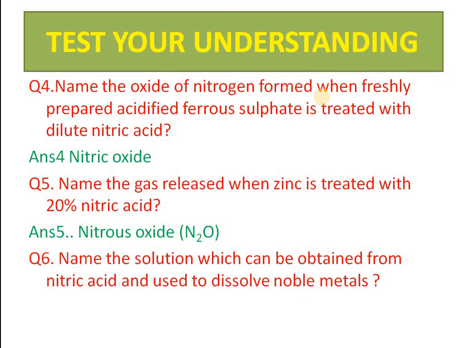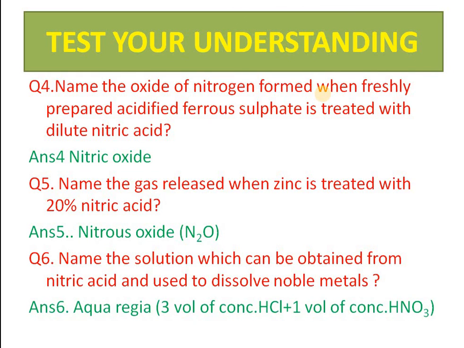Name the solution which can be obtained from nitric acid and used to dissolve noble metals. That you might be knowing, that is aqua regia: 3 volumes of concentrated HCl with 1 volume of concentrated nitric acid. So congratulations, you have got all the right answers.